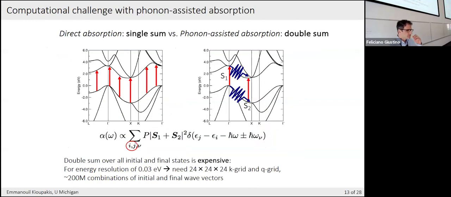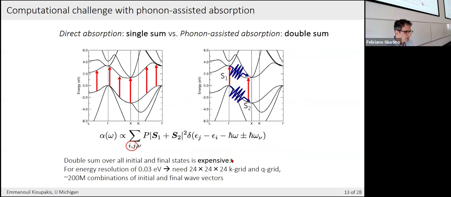All right. So again, the challenge with phonon-assisted optics is that when you look at direct optics, you have a single sum. You sum only vertical transitions. When you look at the phonon-assisted process, you have a double sum. The initial state can be any state in the Brillouin zone. The final state can be any state in the Brillouin zone. You have this double sum. And that is very expensive.